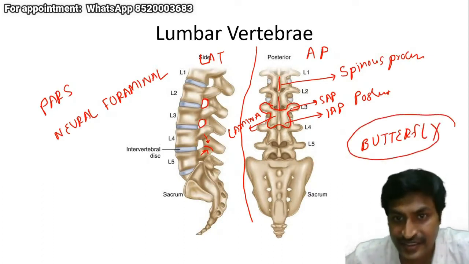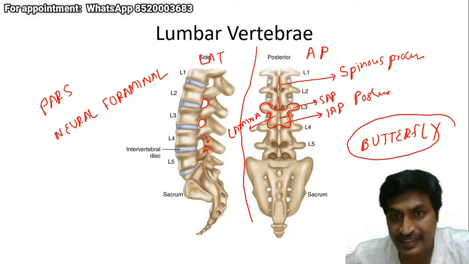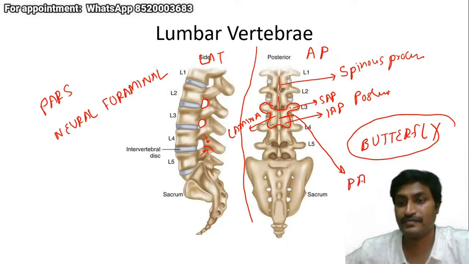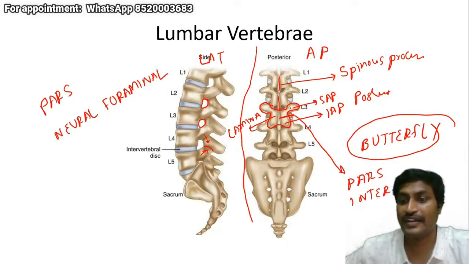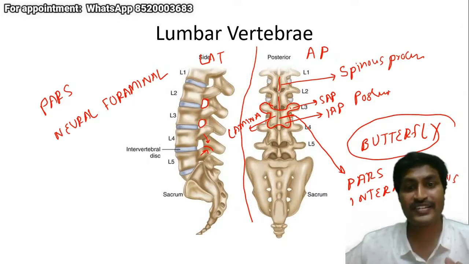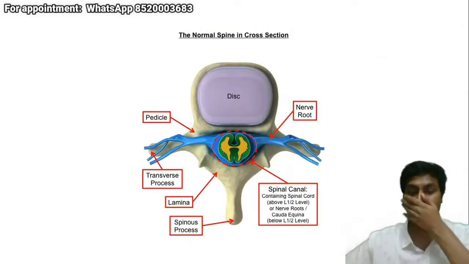And this junction, this is superior articular process, this is inferior articular process. So this junction is known as the pars interarticularis. This is known as the pars interarticularis. Once you understood this much, now we'll go to radiology of the lumbosacral spine.